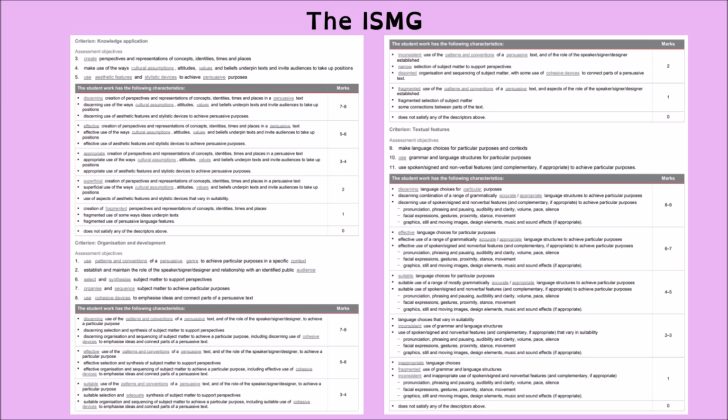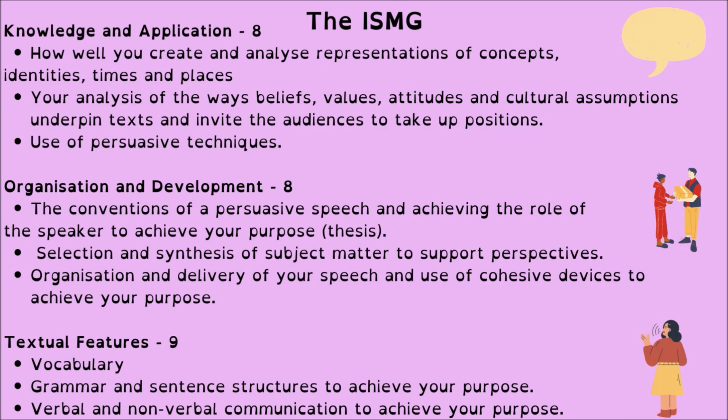It's in the three areas that are the same as the IA1. So we've got knowledge and application, organization and development, and textual features. You'll notice textual features is out of 9 for this task. In IA1, knowledge and application was out of 9. But in IA2, textual features is where you get most of your marks.